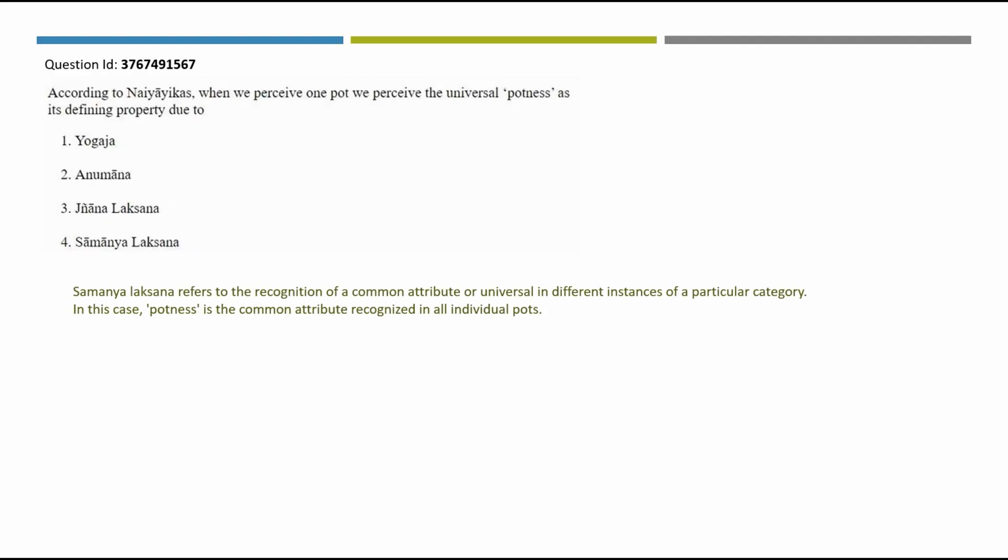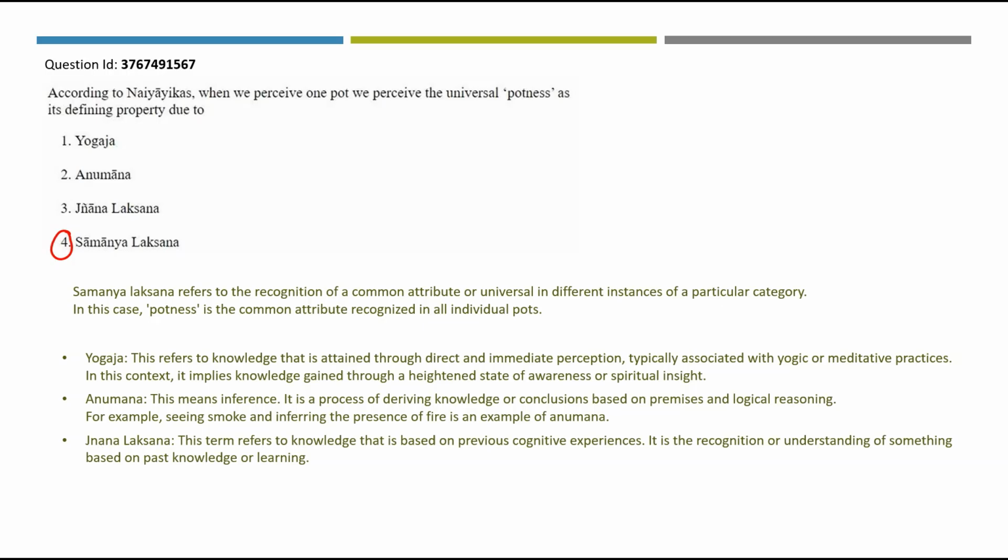And so the answer for this particular question will be option number 4, Samanya Lakshana. We will just understand about the other options. Yogaja refers to knowledge that is attained through direct and immediate perception, typically associated with yogic or meditative practices. In this context, it applies knowledge gained through a heightened state of awareness or spiritual insight. So something related to yogic or meditative practices we can take. So definitely option 1 is not there.